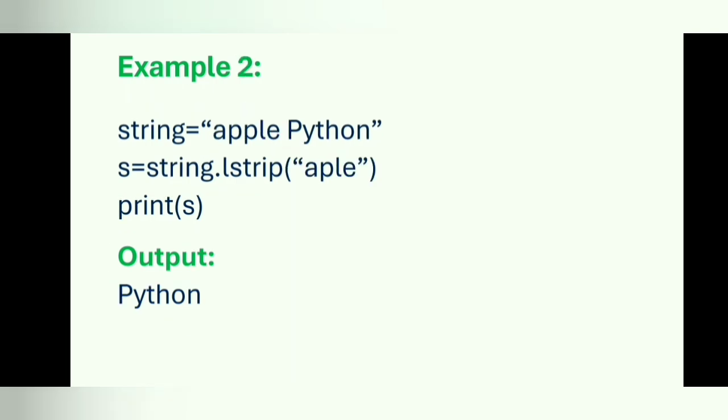Example 2. In this example, we assign the string value Apple Python to the variable string. In the following statement, we apply the string lstrip method to this string by passing the characters argument a, p, l, and e and store the result in a variable s. Then the print statement print s prints the return value of the lstrip method. The output of this example is Python.